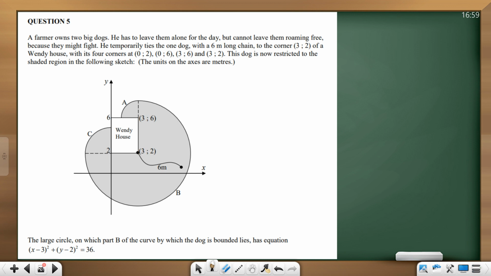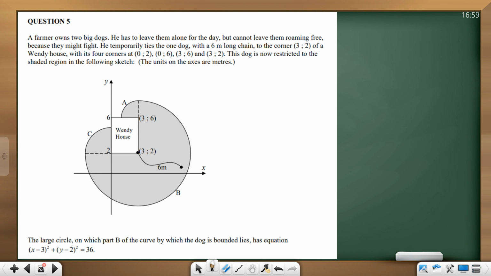A farmer owns 2 big dogs. He has to leave them alone for the day, but cannot leave them roaming free because they might fight. He temporarily ties the one dog with a 6-meter long chain to the corner (3,2) of a Wendy house, where its four corners are (0,2), (0,6), (3,6), (3,2). All right, so we do have all the coordinates.